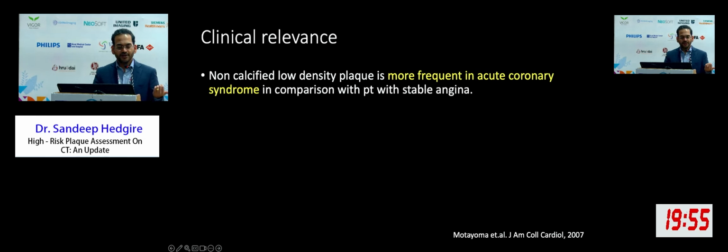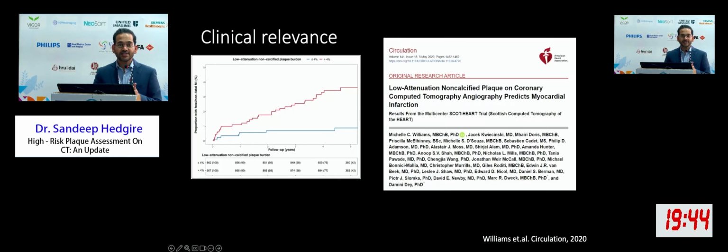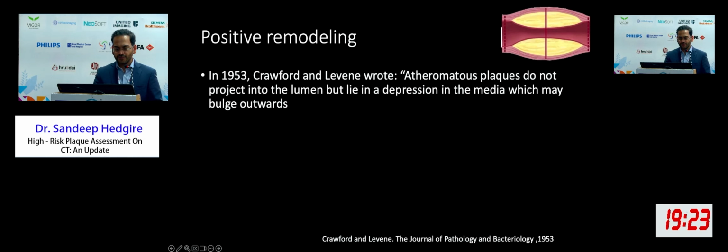Literature tells us that non-calcified low-density plaque is more frequent in acute coronary syndrome in comparison with patients who have stable angina. More recently, data from the SCOT-HEART trial has shown 2 important observations. First, low-density plaque is able to predict myocardial infarction, and second, a low-density plaque burden less than 4% is better, and more than 4% is much worse in patients who had fatal myocardial infarctions.